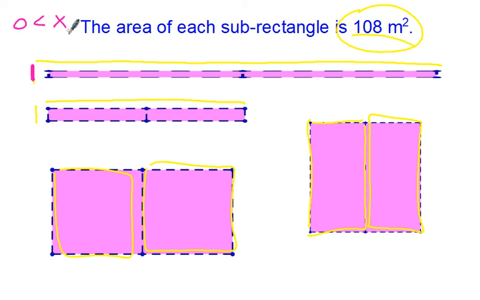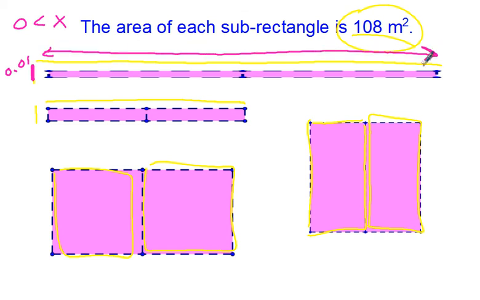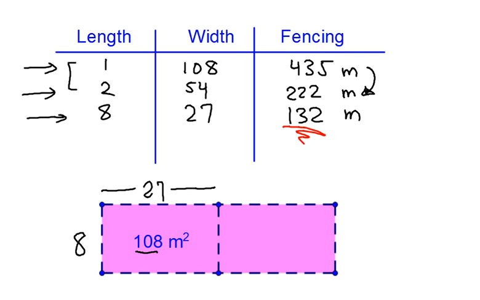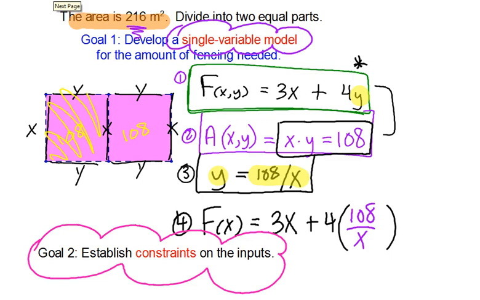And anything else? Well, not really. I could even make this be like 1/100th. As long as I choose a sufficiently large value here, I can make the area come out to 108. So this is actually the only constraint. X has to be positive. Other than that, we are free to plug in whatever value we want. So constraints, X bigger than 0.